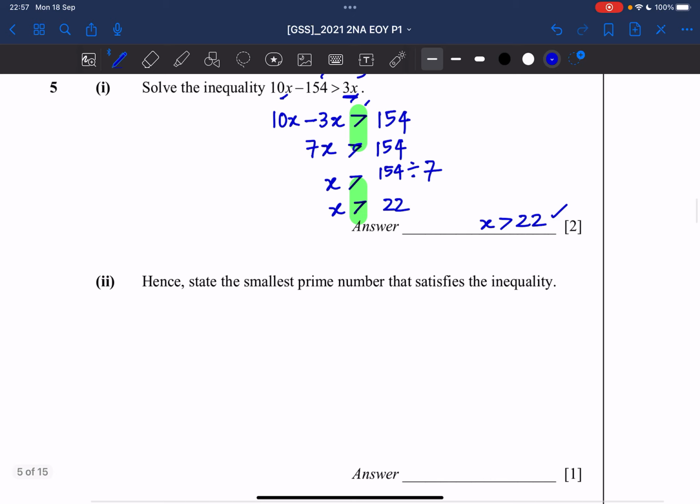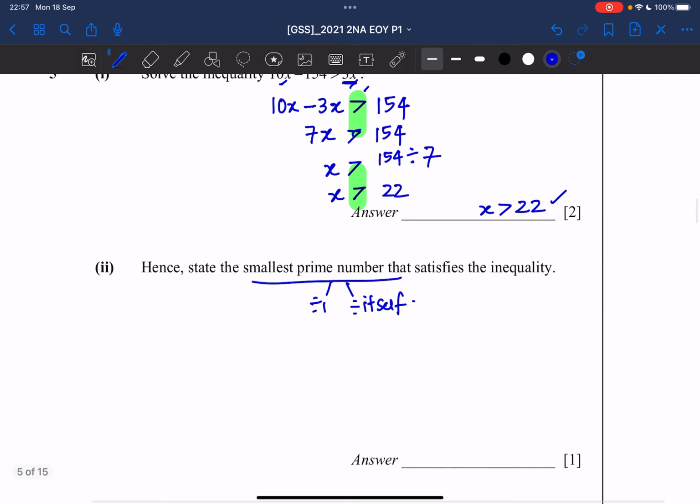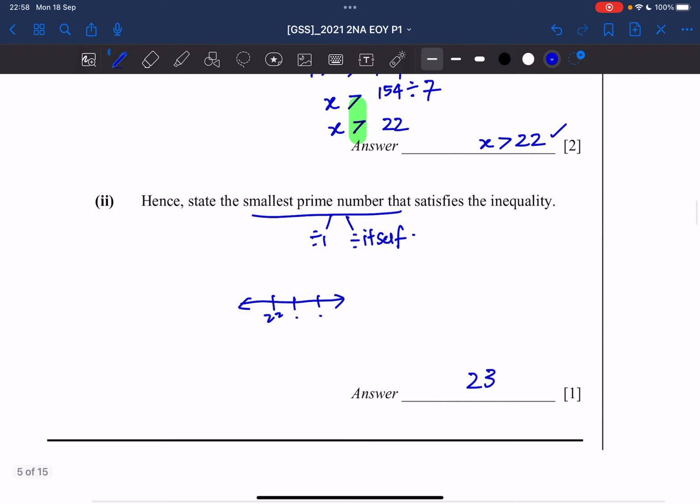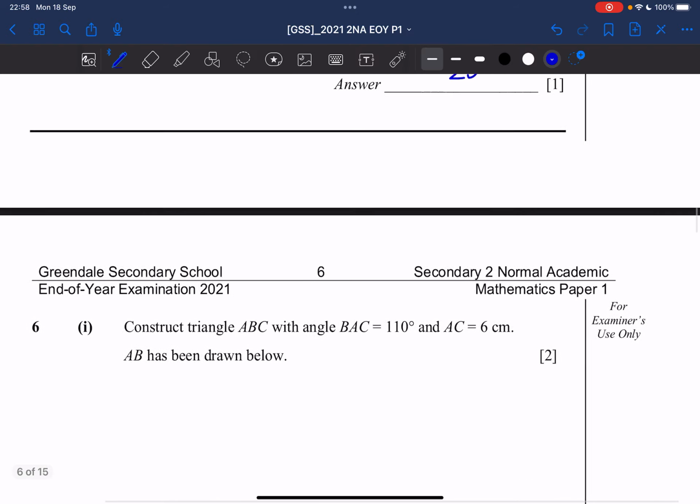State the smallest prime number that satisfies the inequality. Prime numbers are numbers that can be divided by 1 and by itself. So x is greater than 22. So I have a number line. I start with 22. What is the next number? It is actually 23. Okay, 23 is a prime number. Now let's move on to question 6.